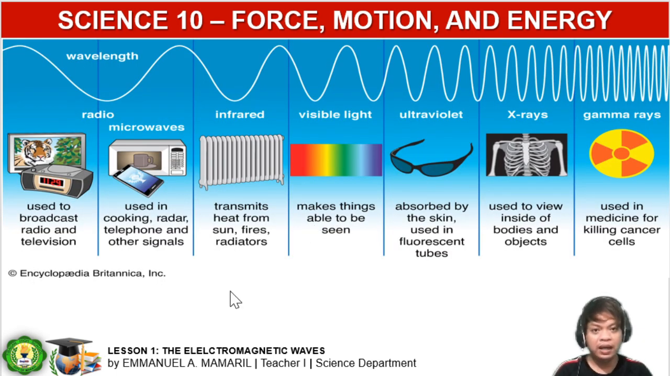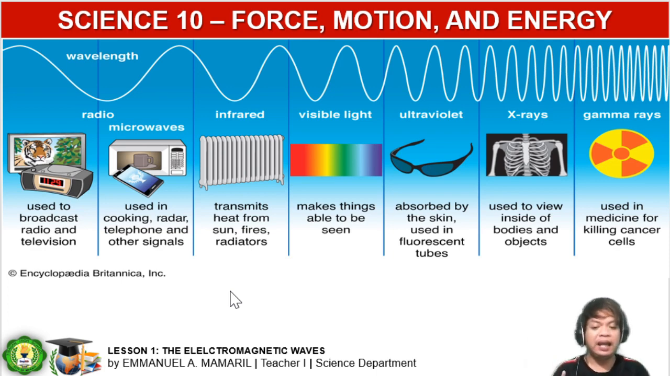So an electromagnetic wave can be represented by this picture, which we call the electromagnetic spectrum. So the electromagnetic spectrum shows the types of electromagnetic waves, no, based on the properties na pinag-usapan natin kanina. So based on their wavelength and their frequency. Okay? So dalawa na po yung napag-usapan natin, wavelength and frequency.